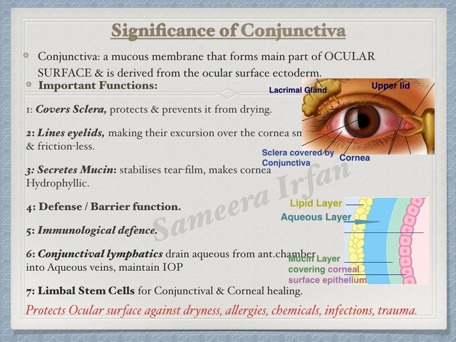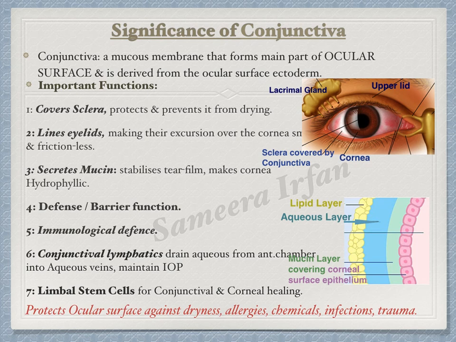Conjunctiva is a mucous membrane which is of integral importance to the normal functioning of an eye, as it covers and protects the underlying sclera from drying. Number two, it lines the inside of eyelids while it is folded in the fornices, thus making the excursion of eyelids over the globe smooth and independent of each other. Number three, it sustains a healthy tear film by secreting mucin that lines the corneal surface epithelium like a blanket and makes the hydrophobic epithelium hydrophilic.